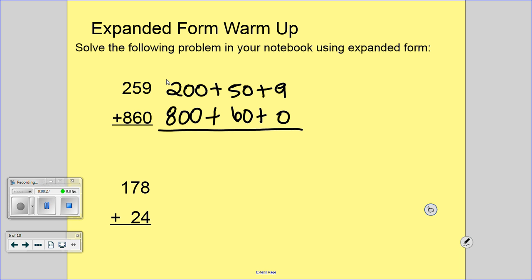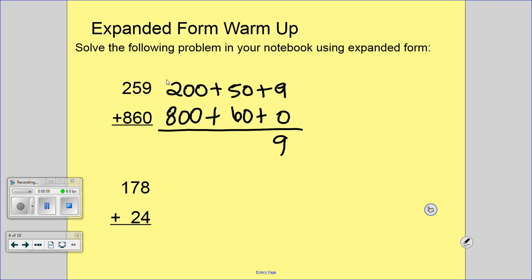I saw a lot of you do this. Where do I start typically? Aviana? At the ones. Why do I usually start at the ones? Because you might have to trade something. Exactly. I might have to trade something. So I want to make sure I'm starting with my smallest numbers. 9 plus 0. I can do that all day. 9 plus 0 is? 9. Did I have to make any trades? No. 9 can go right in that ones place and it's happy.